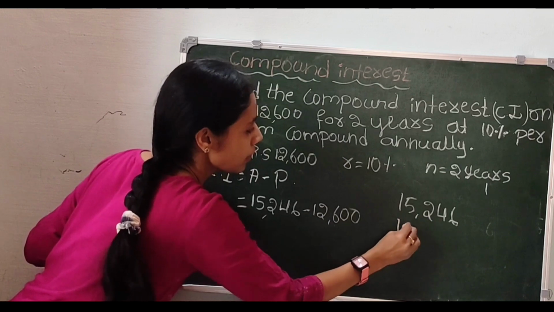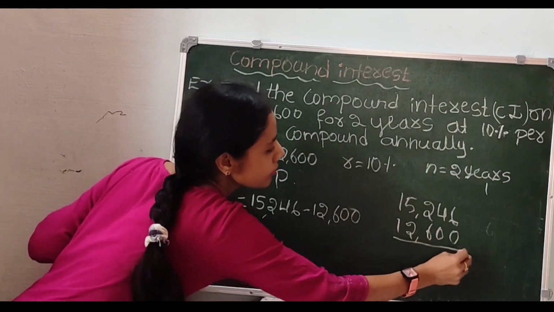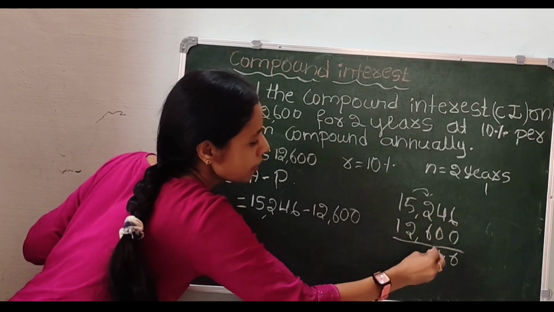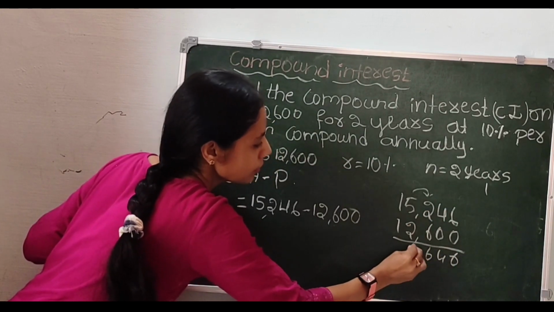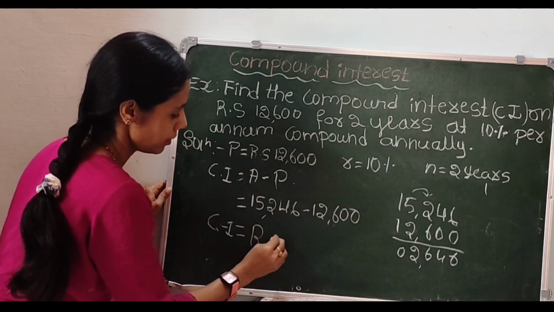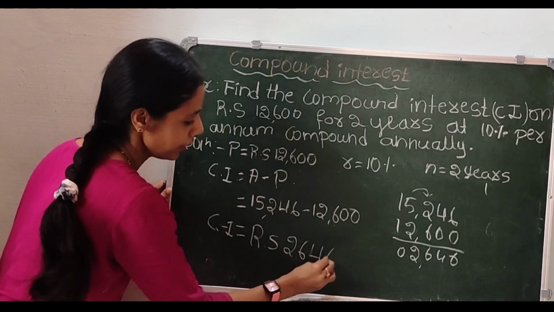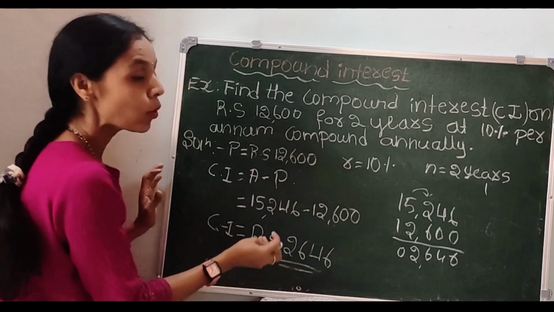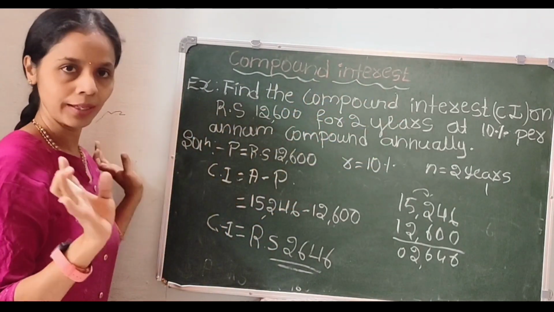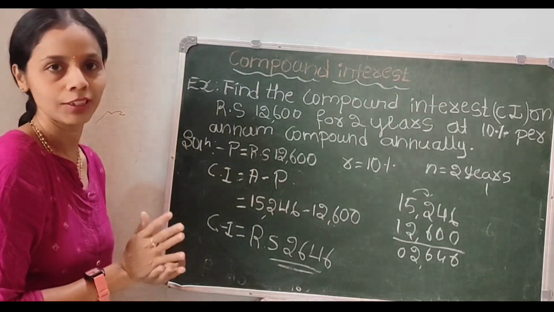15,246 minus 12,600. Carry 6, 0. Rs 2,646 is the compound interest of this problem. Okay, understood? How can we solve compound interest using formula?